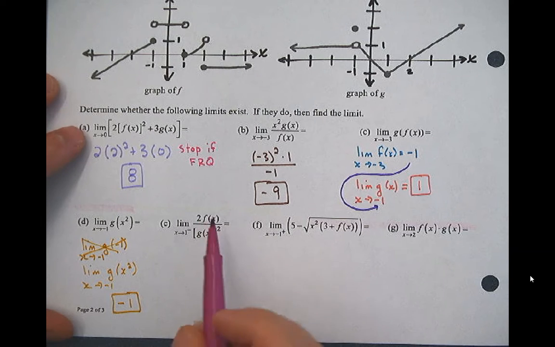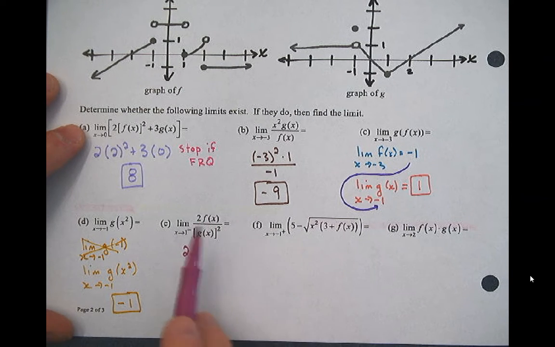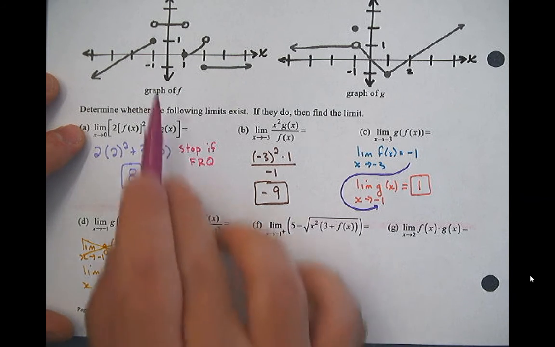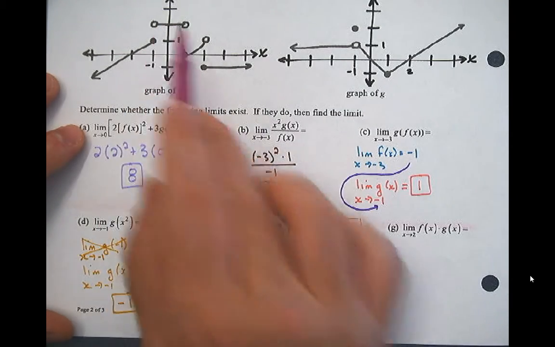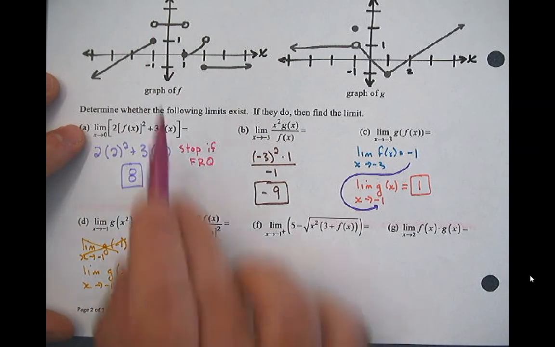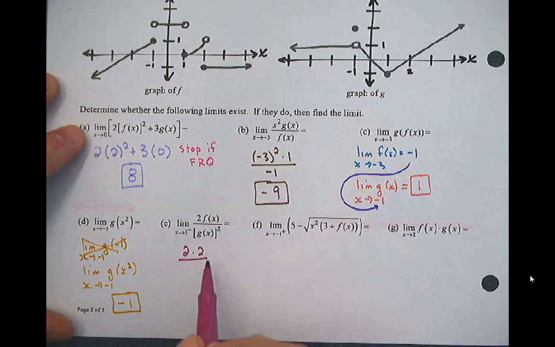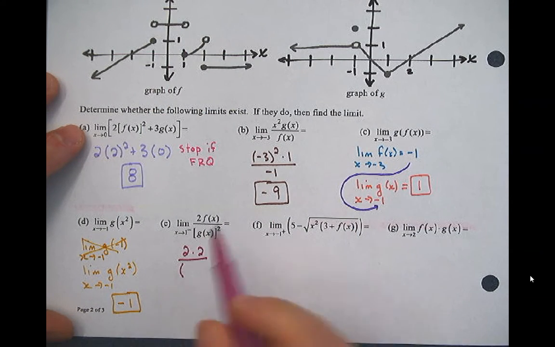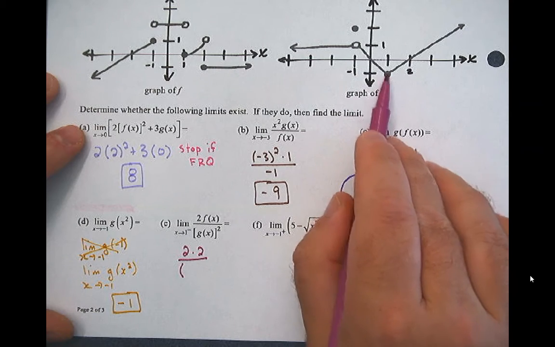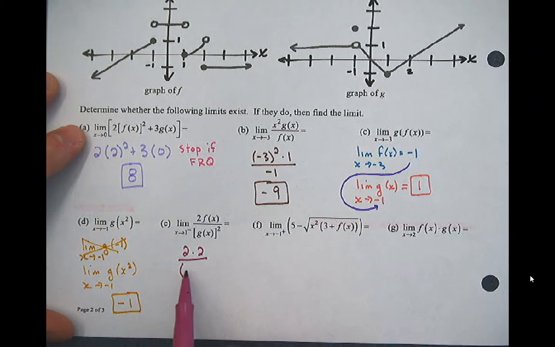I think this one's a little easier. 2 times, okay, what's f of x as x approaches 1 from the left? That little minus means from the left. So from the left, f of x is approaching a height of 2. So 2 times 2 over. This is a group. 1 from the left is -1. But we're squaring it. That's 4 divided by 1, which is 4.